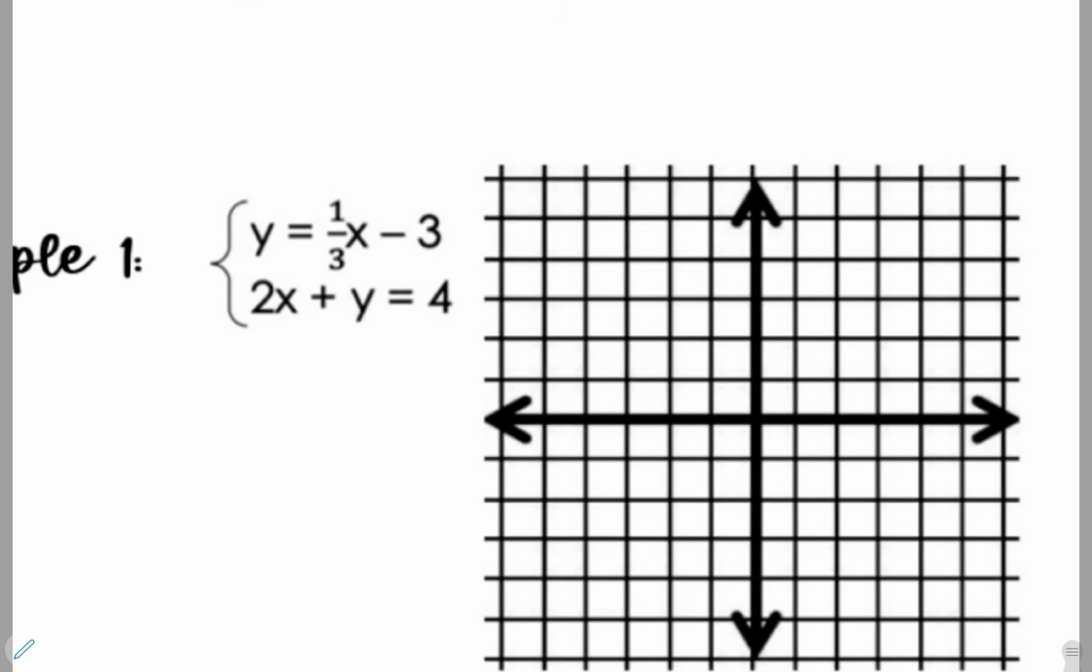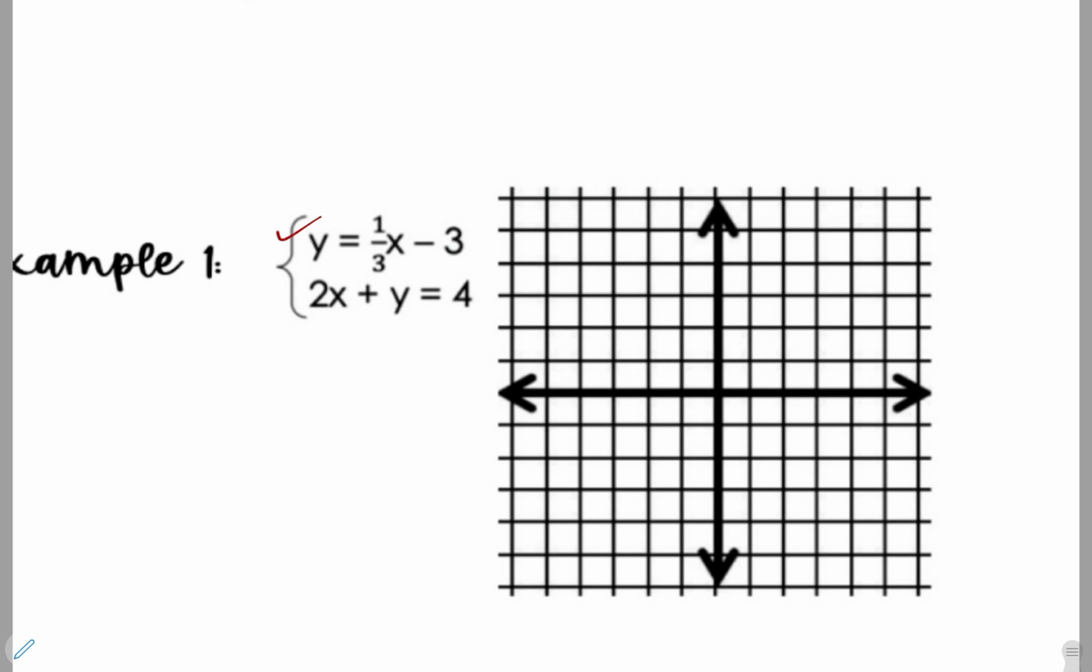Here we go. Here's an example, and we got one line that's ready to go. The first one is in slope intercept form. So we're going to go to our b value, which is the beginning, the y-intercept. That's at -3. And then we're going to follow our slope, which is up 1 over 3. 1, 2, 3. 1, 2, 3. Put it in reverse. Down and to the left 3. There we go. Beautiful. This is going to be our line.